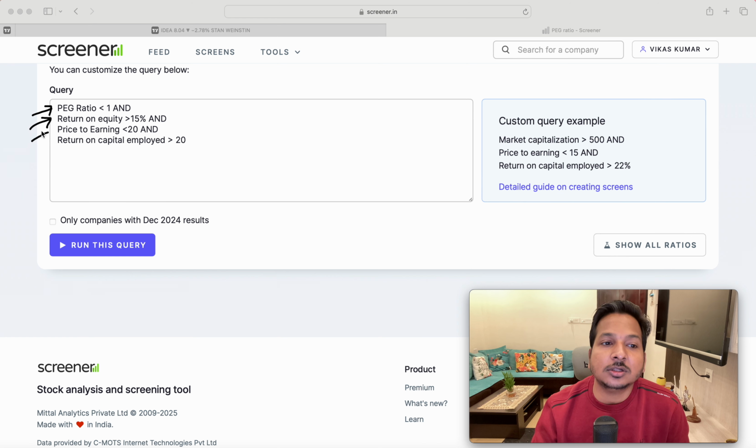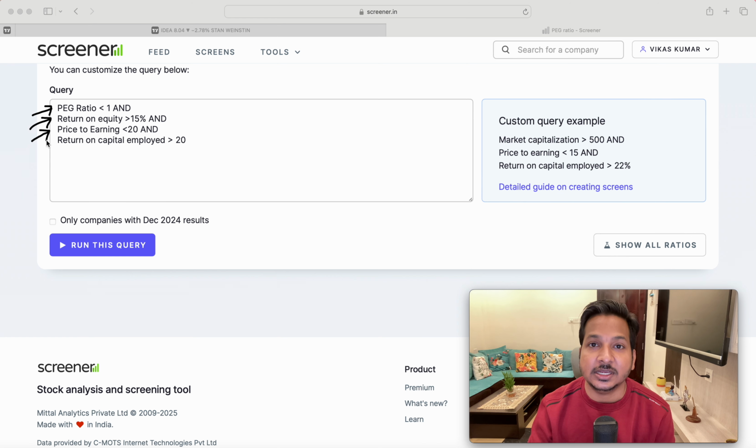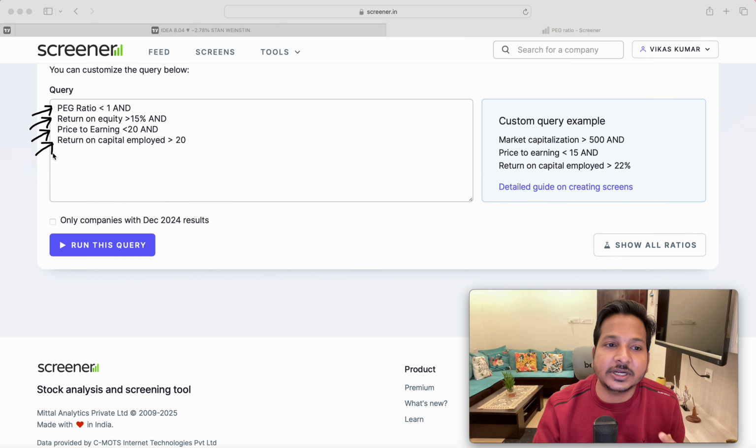Then P/E ratio I have also added, less than 20, so that we will get to know some bargains. And last is ROCE should be more than 20, so that again we will get some high quality stocks. If you want to see more stocks, you can just delete a line from the screener and run the screener, you will get all those stocks.